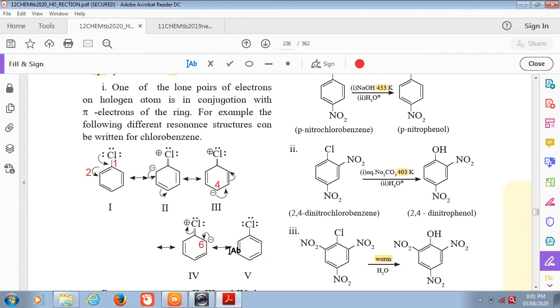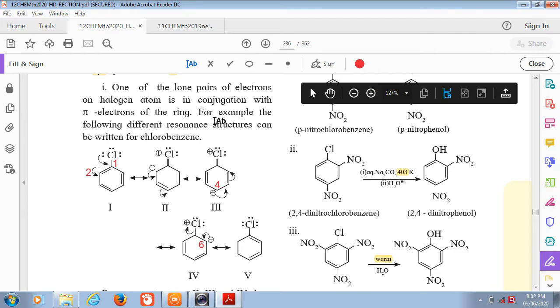In the last structure, again the electron pair from carbon number 6 is shifted between carbon number 6 and 1, and again the double bond between carbon and chlorine is shifted to chlorine, and chlorine again carries the lone pair. So there is a movement of this lone pair from chlorine to chlorine again through this benzene.